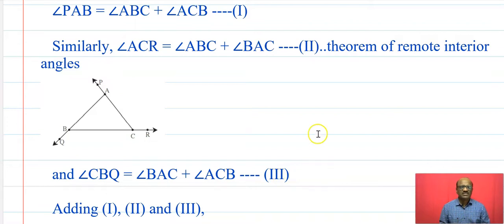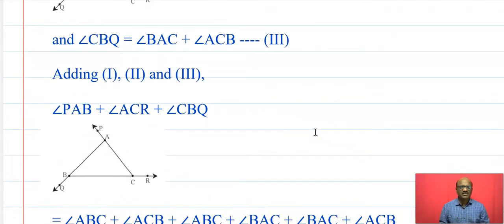And if we add all these three equations, then on one side you will get the measure of angle PAB plus measure of angle ACR plus measure of angle CBQ.